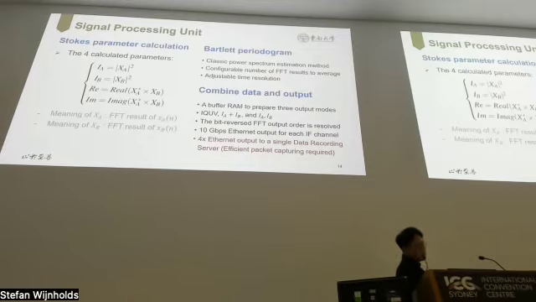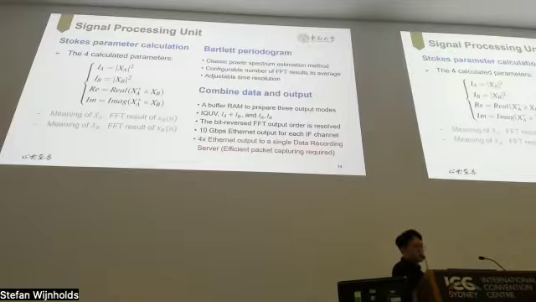And next, we do the Bartlett method, which is a classic power spectrum estimation method. And we have a configurable number of FFT results to average. This allows us to adjust the time resolution.